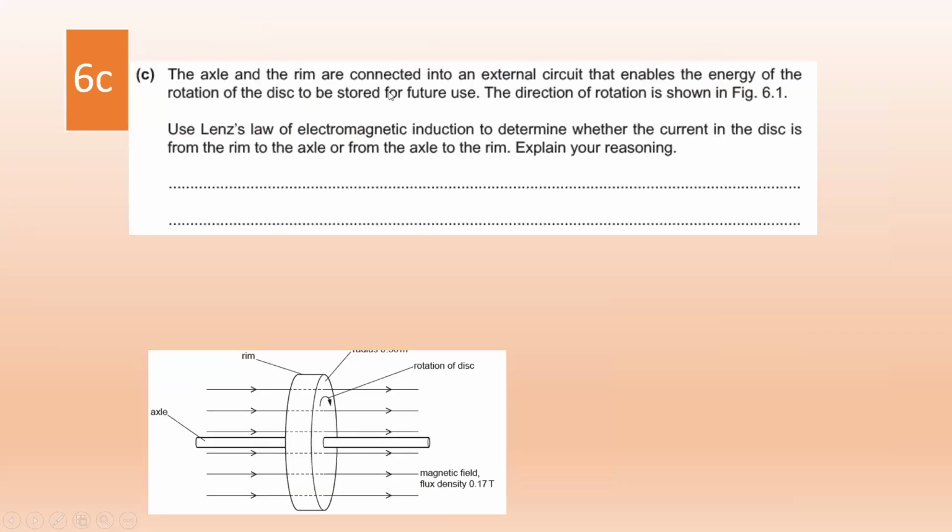The axle and the rim are connected into an external circuit that enables the energy of the rotating disc to be restored for future use. The direction of rotation is shown in figure 6.1. Okay, that's your figure. Use Lenz's law of electromagnetic induction to determine whether the current in the disc is from the rim to the axle or from the axle to the rim. Explain your reasoning. Okay. How to decide?